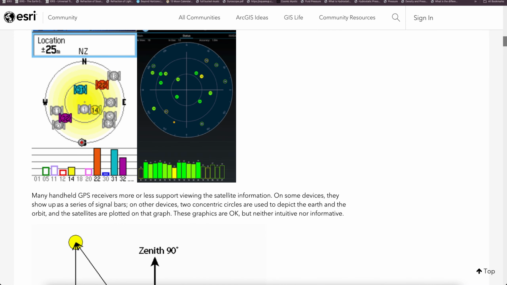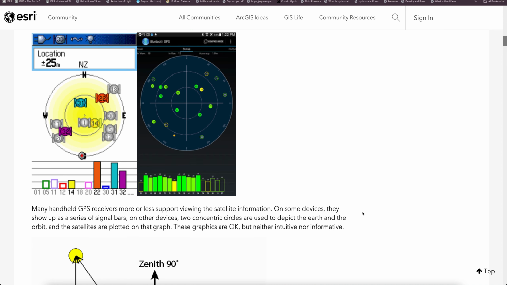Many handheld GPS receivers more or less support viewing the satellite information. On some devices, they show up as a series of signal bars. On other devices, two concentric circles are used to depict the Earth and the orbit, and the satellites are plotted on that graph. These graphics are okay, but neither intuitive nor informative.